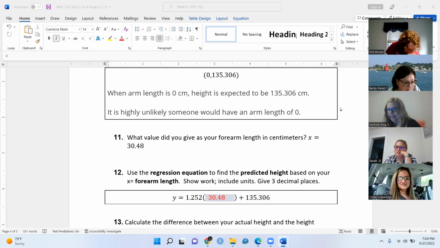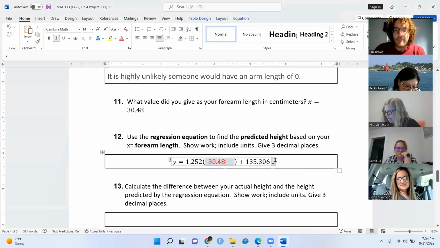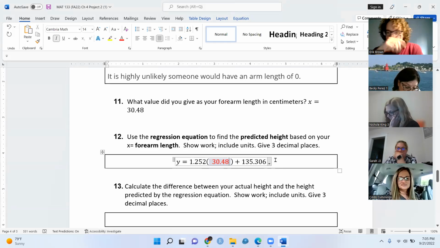Big toe to heel. Okay, maybe I didn't measure my forearm right, because I don't think so. But don't worry, it doesn't matter. Just make up a number. It's cool. The goal here is to make sure you get where you put these numbers and how you use it in the model to make predictions.